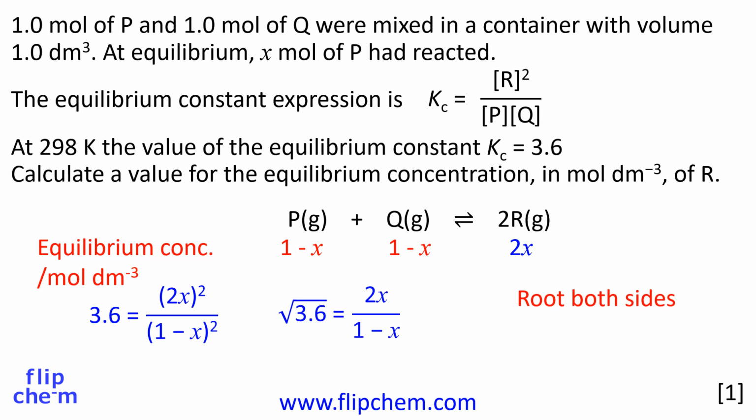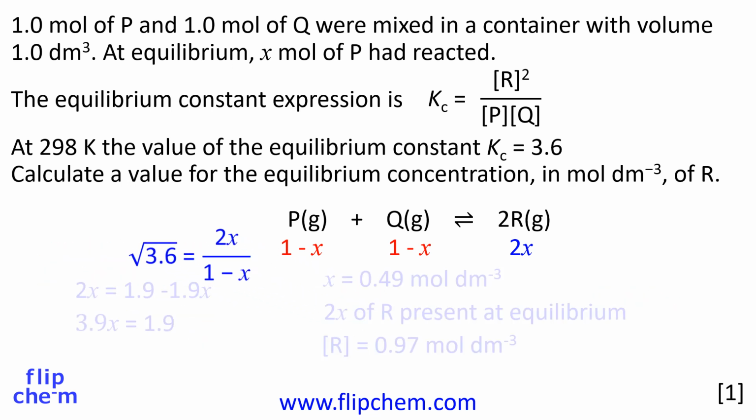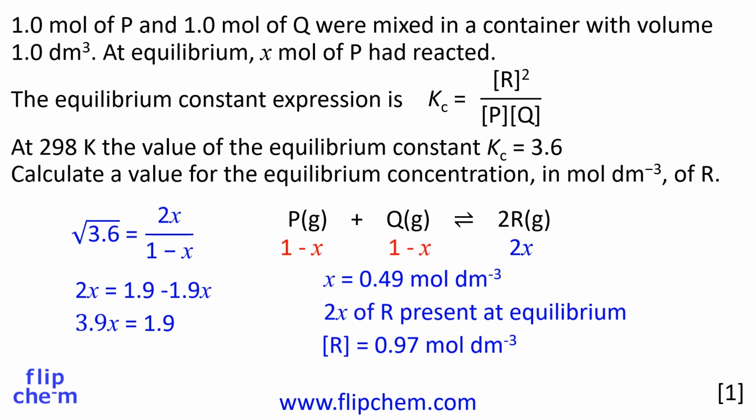We can take the square root of both sides of the expression. Next, we have to rearrange and solve for x. All the steps for the rearrangements are given here. X works out to be 0.49 mole per decimeter cubed.